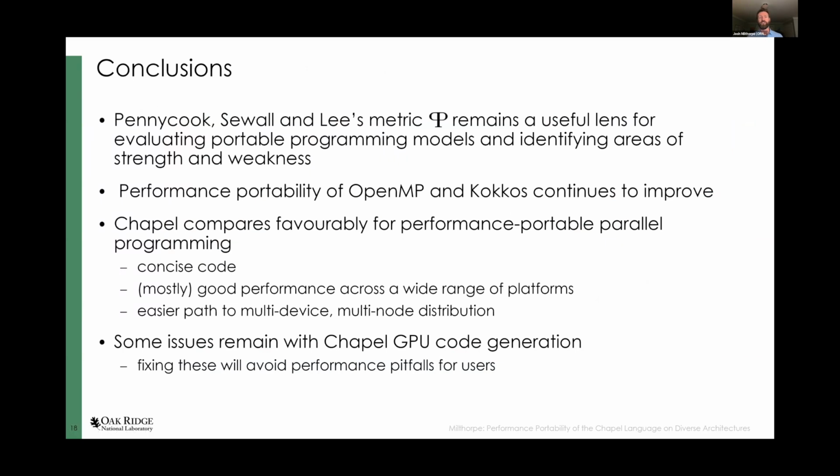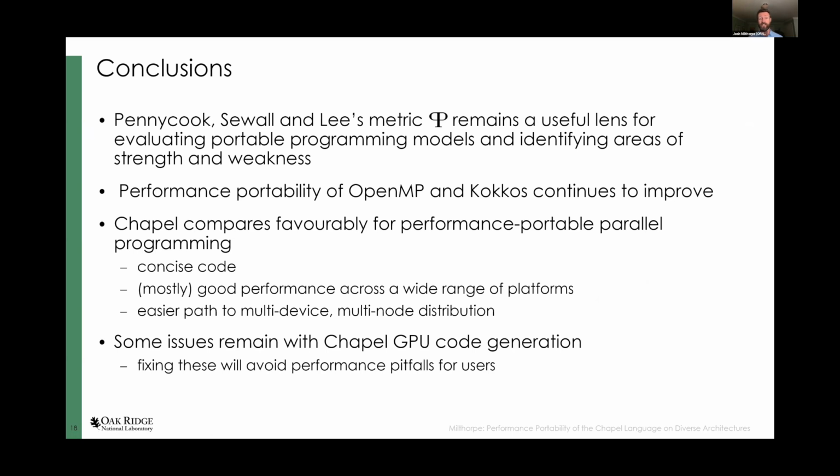Okay, so in conclusion, we found it really useful using this double P metric of performance portability as a way of looking at the portability of different models and identifying areas of strengths and weaknesses by breaking it down into different subsets of platforms, CPUs and GPUs, like we did. Since the last time that the University of Bristol group have presented performance portability results, we've noticed a significant improvement in both OpenMP and Kokkos. So the compiler writers have really been working hard on those implementations, which is great.